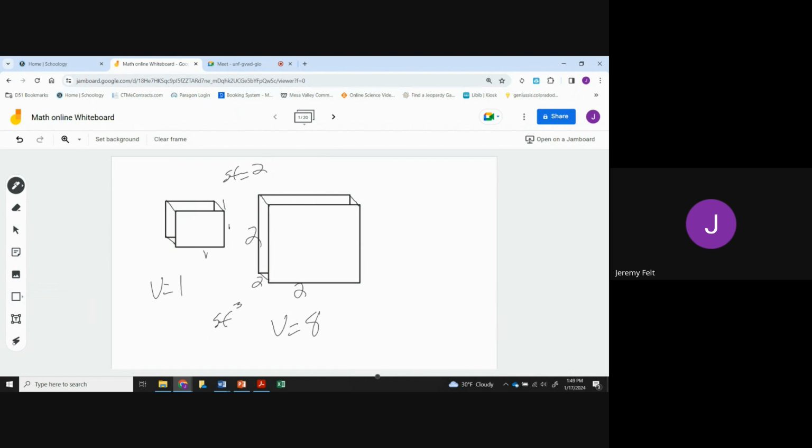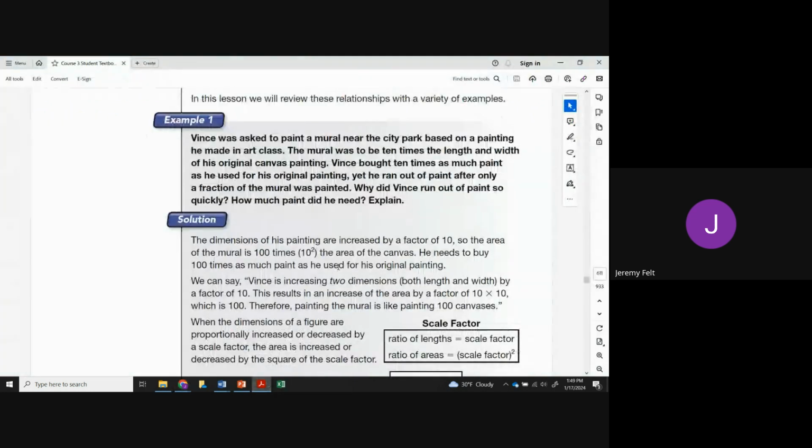So it's the scale factor for perimeter, scale factor squared for area or surface area, lateral surface area, and then anything 3-dimensional, the exponent is 3. Again, 1-dimensional, exponent's 1. 2-dimensional, exponent's 2. 3-dimensional, the exponent is 3.